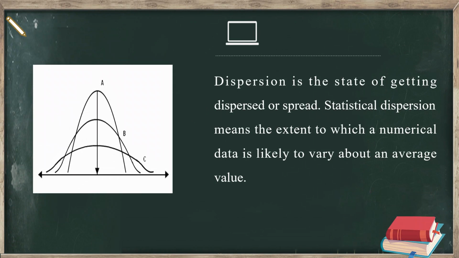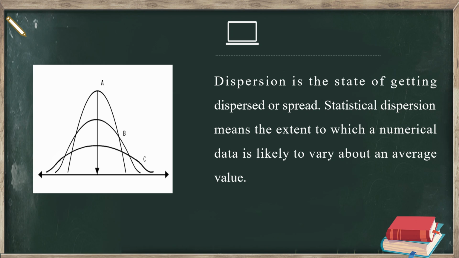Dispersion is the state of getting dispersed or spread. Statistical dispersion means the extent to which a numerical data is likely to vary about an average value. That is, it measures how much the scores in a distribution vary from the typical score. So, once we know the typical score of a set of values, we might want to know how typical it is of the entire group of data, or how much the scores vary from that typical score. This is measured by dispersion.